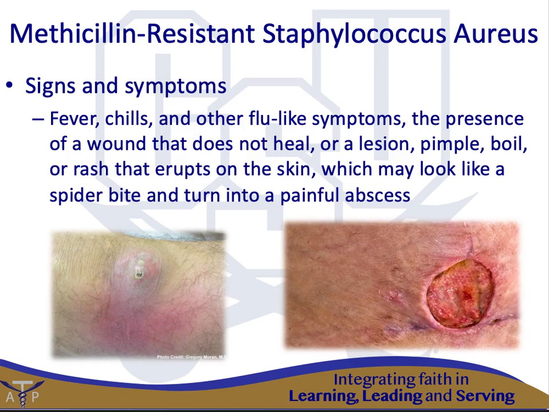Signs and symptoms of MRSA include fever, chills, and other flu-like symptoms, the presence of a wound that does not heal, or a lesion, pimple, boil, or rash that erupts on the skin. The lesion may look like a spider bite and turn into a painful abscess.